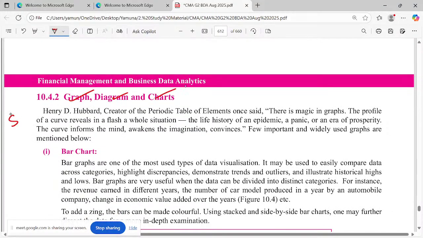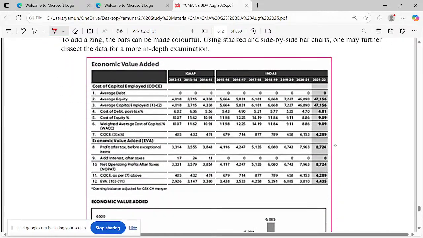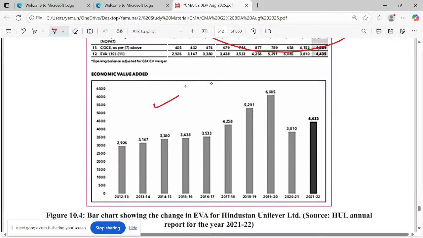This is the one we might have done in statistics: bar charts, bar diagrams, etc. A bar chart is something where the data is given. See, this data seems very vague. But instead, if you draw this in bars, you can easily understand which year the economic valuation is more. 6,000 plus, for the year 2019-20. This is the year it's more. Where it is very less is probably 2012 and 13. This is the economic valuation for Hindustan Lever Limited.